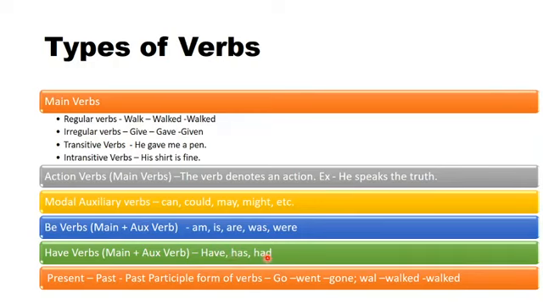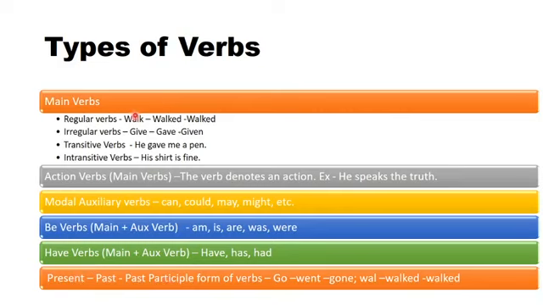Had comes in past tense. See how these verbs are used as a main verb as well as an auxiliary verb. I'll be telling you about that later. And next, coming to the past participle form of verbs.